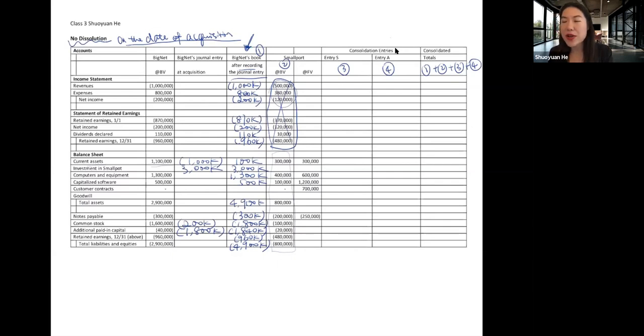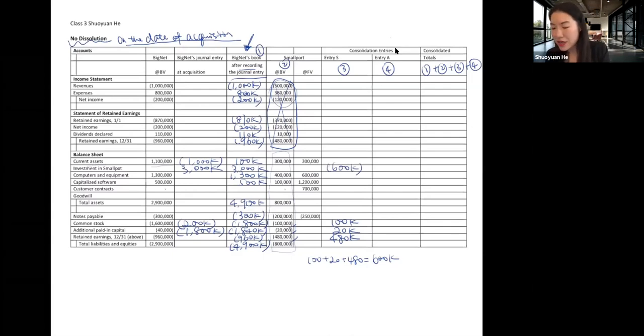And let's look at consolidation entry S. The purpose of S is to eliminate Smallpot's shareholders' equity accounts. Specifically, we eliminate the common stock of Smallpot. In order to eliminate the credit side of common stock, we debit 100,000 common stock. To eliminate additional paid-in capital, we debit 20,000 additional paid-in capital. To eliminate retained earnings, we debit 480,000 for retained earnings. And 100 plus 20 plus 480 adds up to 600,000. So we credit the investment account for 600,000. This is consolidation entry S.